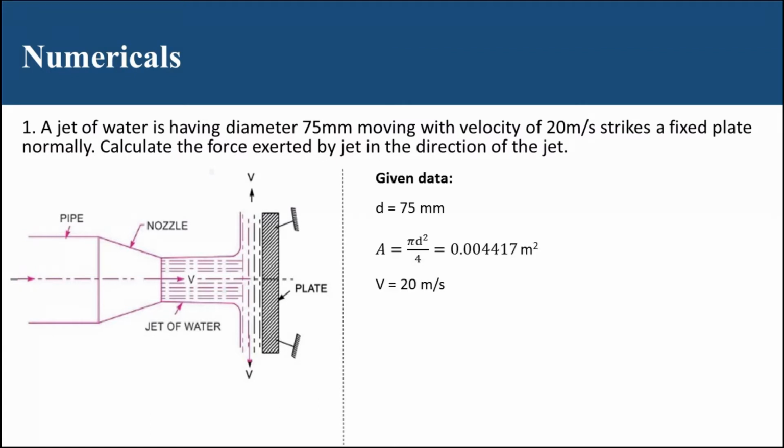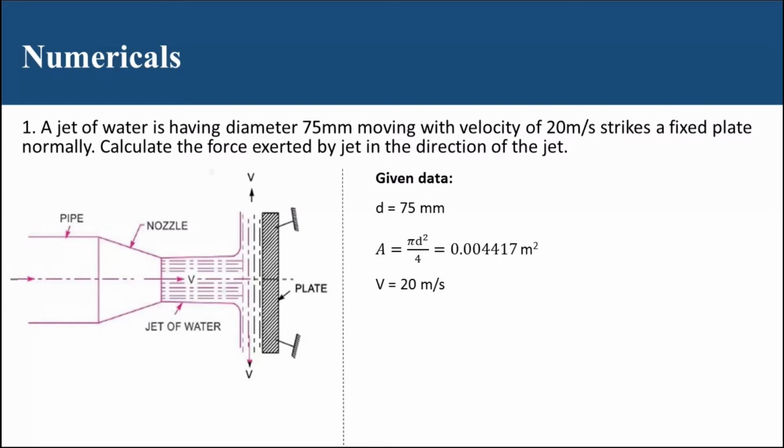So what is our given data? The diameter of the jet of water is 75 mm, which you can convert into meters: 0.075 meter. Then the area is pi by 4 d square, which comes out to be 0.004417 meter square. The second thing given is that the jet strikes with a velocity of 20 meter per second, so V equals 20 meter per second.